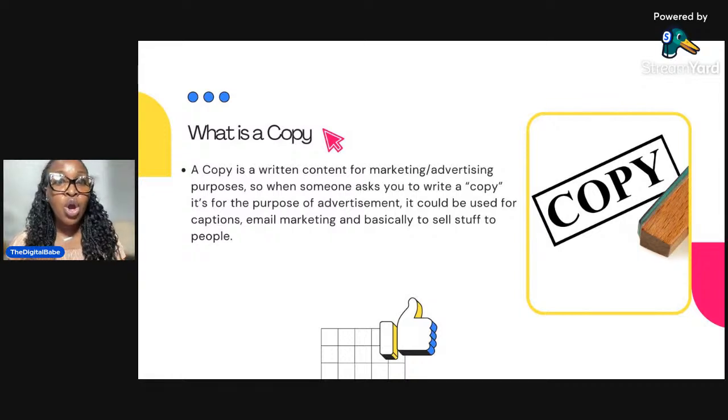So when someone asks you to write a copy for them, they're asking you to do that because they want you to use it for an advertisement purpose. And it can also be used for captions. So copywriting is very broad. A copy doesn't only have to be for marketing and advertising, obviously; email marketing is also a form of marketing too. So you can use copy for email marketing. When you are sending emails to your audience, you can use that skill of copywriting, right? And then you can basically just use it to sell stuff for people. That is what a copy is. So I hope we're gaining perspective, and we now know what a copy is if we did not know before. Right. So let's just go to the next slide.